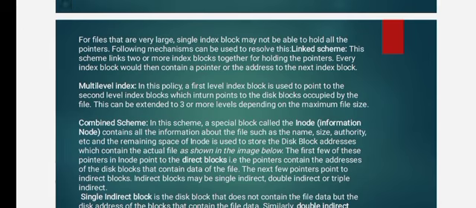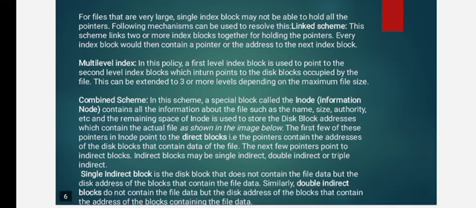Firstly, linked scheme. This scheme links two or more index blocks together for holding the pointers. Every index block would then contain a pointer or the address to the next index block. Multi-level index: in this policy, a first-level index block is used to point to the second-level index blocks, which in turn point to the disk blocks occupied by the file. This can be extended to 3 or more levels depending on the maximum file size.